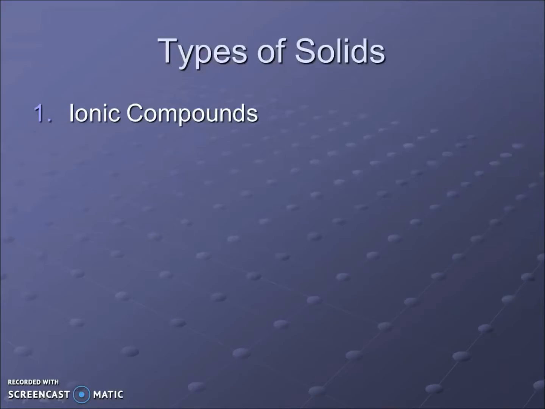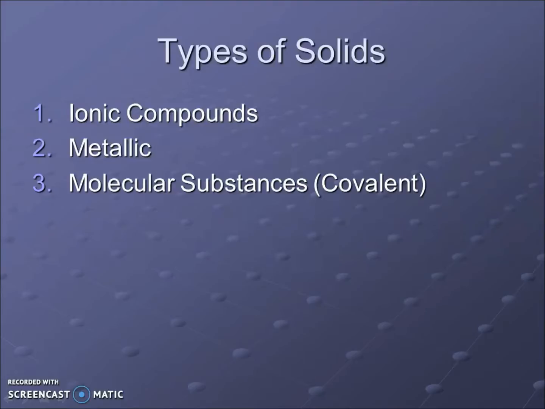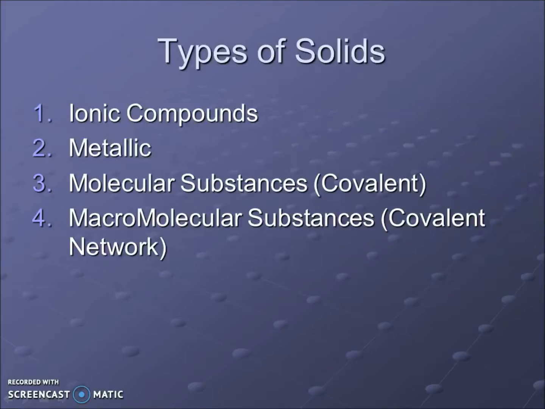There are several different types of solids: ionic compounds, metallic compounds, molecular covalent compounds, and one we haven't talked about yet called macromolecular compounds. Each of these is held together by a different type of force, and therefore it's going to have different properties. So in this video, we're going to look at the first two, ionic and metallic, and break those down and look at the nano level, what holds them together, and why do they have the properties that they do.